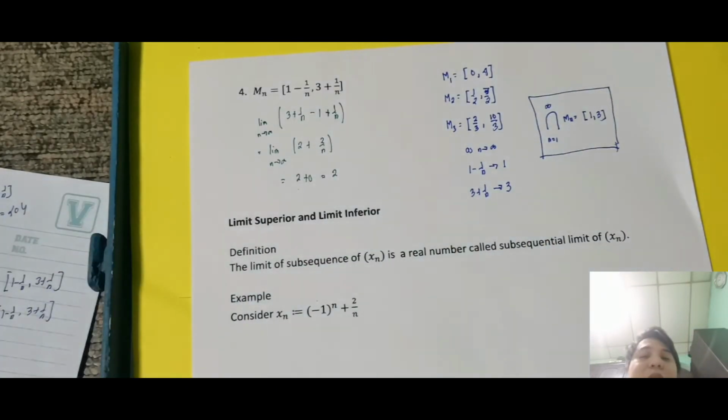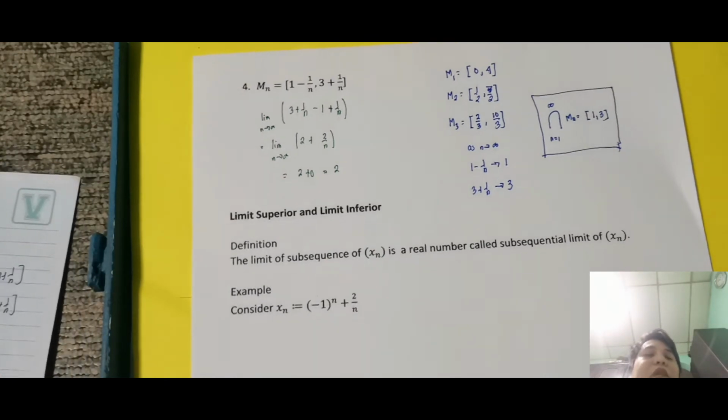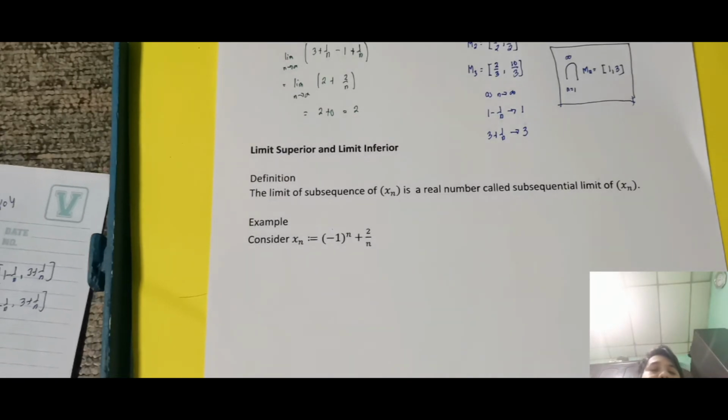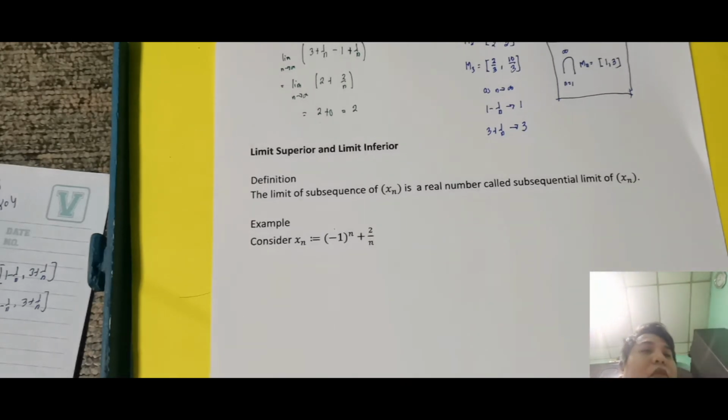Okay, so ngayon, example, para makita ninyo kung ano ba ang mga subsequential limit na yan. Note na meron akong x sub n, defined to be negative 1 raised to n plus 2 over n. Kung mapapansin mo, oscillation yan. Bakit oscillation? For n equal to 1, that is negative something. For n equal to 2, positive 1. For n always odd, that is always negative 1.